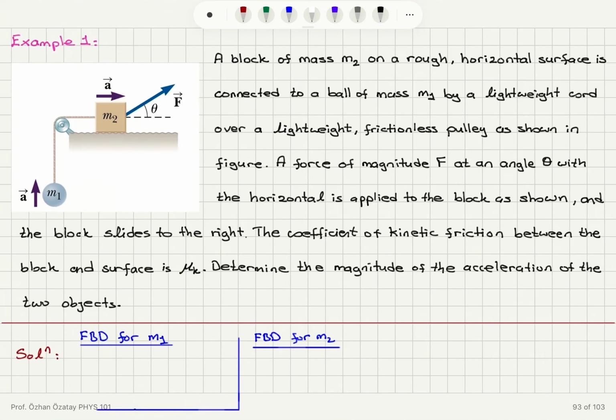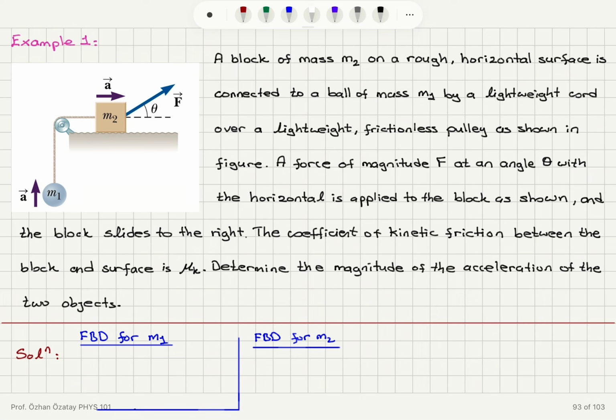Okay, so let's solve a few examples. A block of mass m2 on a rough horizontal surface, you can see there's a rough horizontal surface, is connected to a ball of mass m1 by a lightweight cord, so the tension on two sides should be the same, over a lightweight frictionless pulley as shown in the figure. A force of magnitude F at an angle theta with the horizontal is applied to the block as shown, and the block slides to the right.